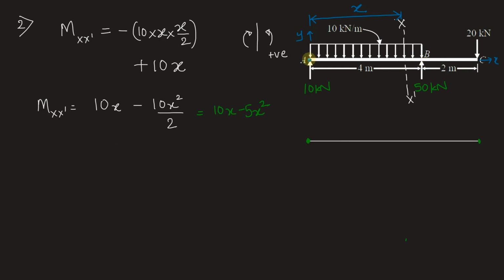Because at A, anyway, the moment is 0. At C also, there is no moment resisting support, and that is why this will also be 0. At the free end also, the moment will be 0. So at B, that is x equal to 4, we can find out the moment.